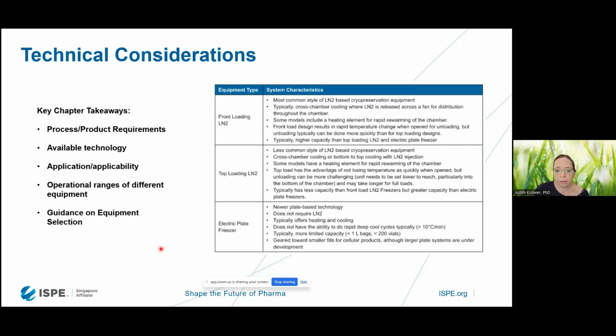Obviously, here we really have the different styles when it comes to, do we use nitrogen or do we use electric plate freezers? There is definitely, of course, the advantage in the electric plate freezers when it comes to necessity of liquid nitrogen, but also, for example, what happens if the flow of nitrogen into our top loader or front loader is interrupted, particularly with our autologous one chance processes. This is definitely a risk that we need to consider.